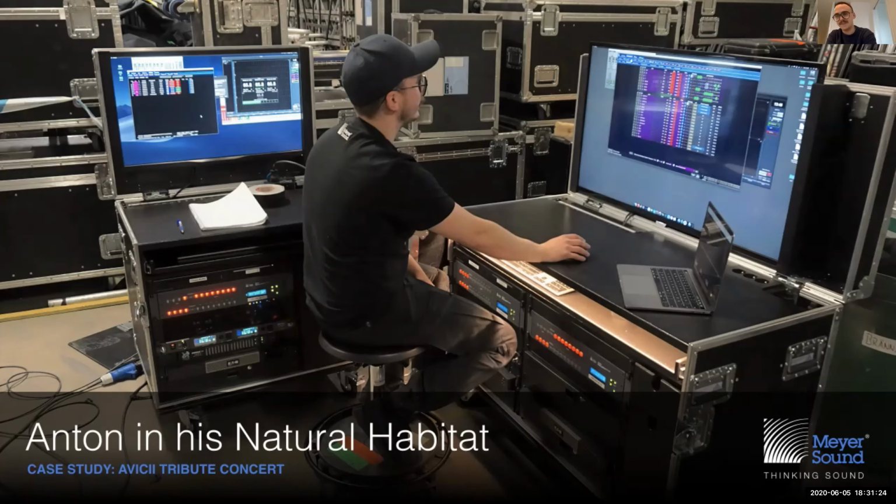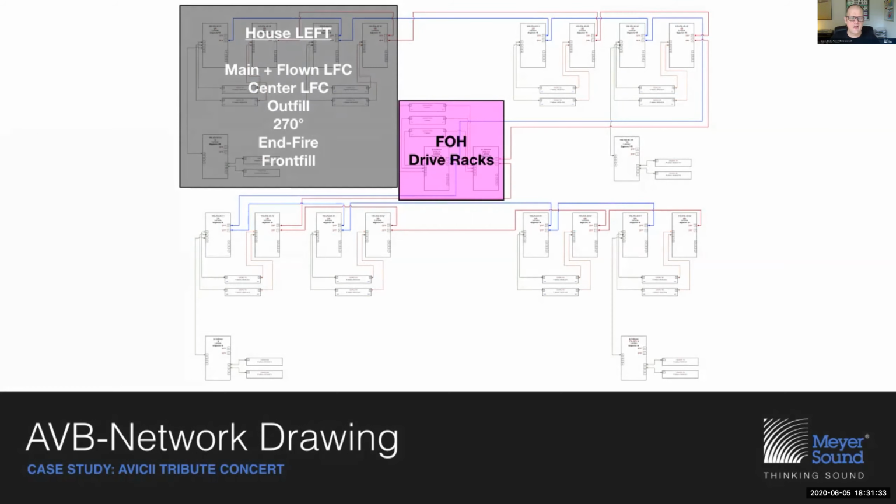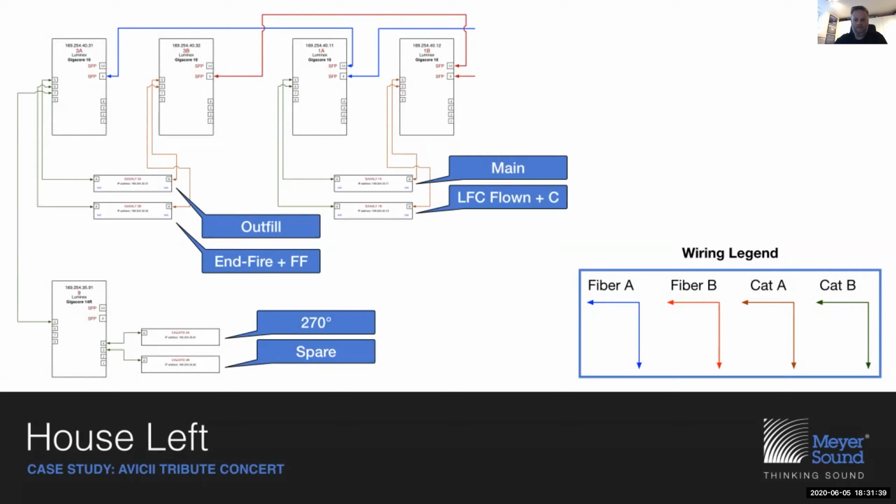Excellent. Okay, so let's go back to the network. We just discussed the drive racks at front of house. Can you tell us anything about the top left section of the network? Yeah, let's have a closer look at this. It's the same: you see the fiber come in, and it's two distro racks, as you saw Anton explain before.